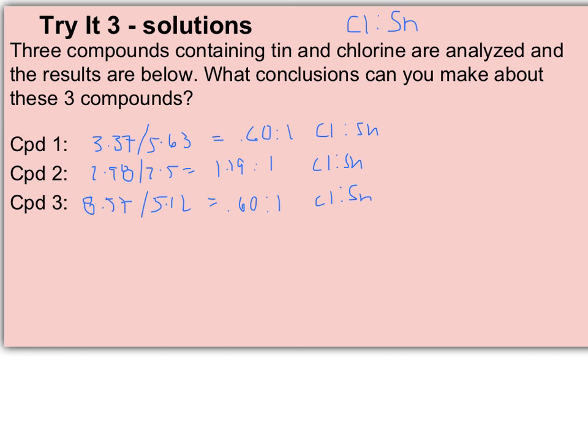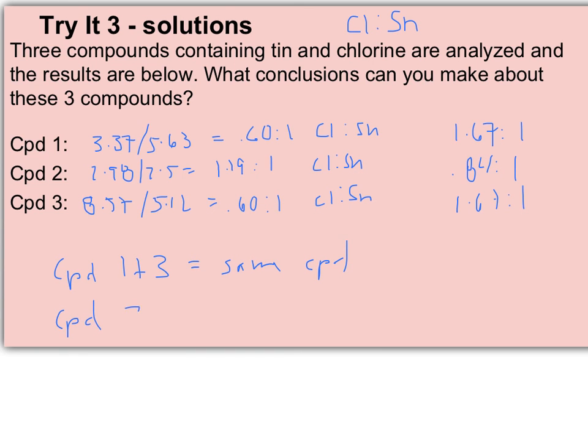And just in case you did it the other way, if you did tin to chlorine, I come up with ratios of 1.67 to 1, 0.84 to 1, and 1.67 to 1. And as I said, we're going to come up with the same conclusions because either way you did the ratio, when we look at it, compounds 1 and 3 have the same ratio, so they must be the same compound. Compound 2 has a different ratio, so it's a different compound.